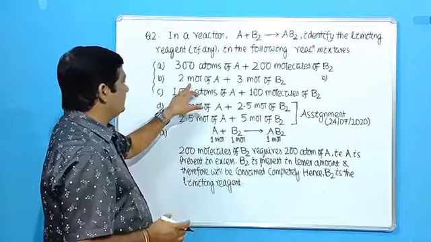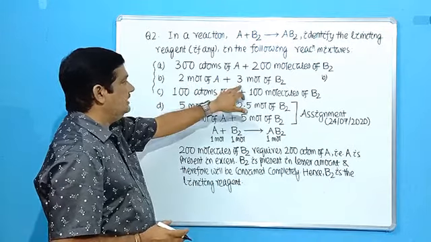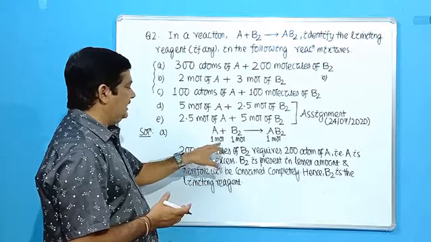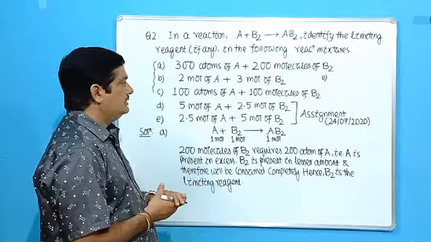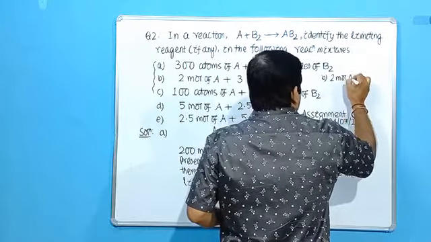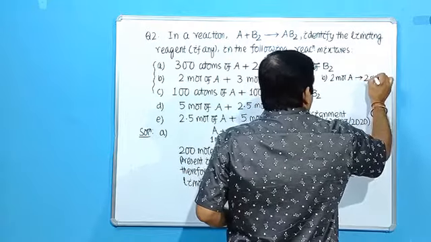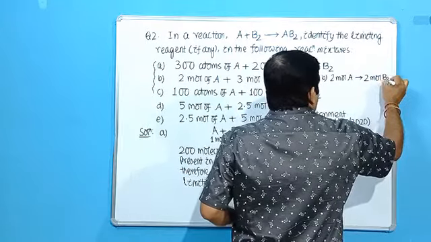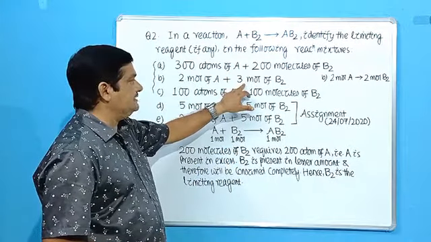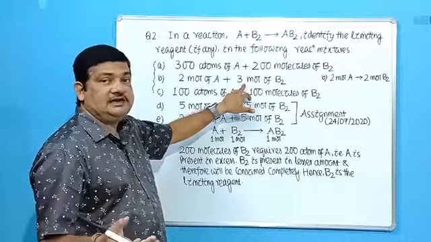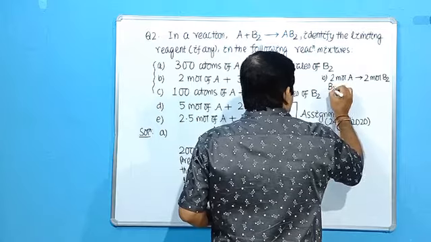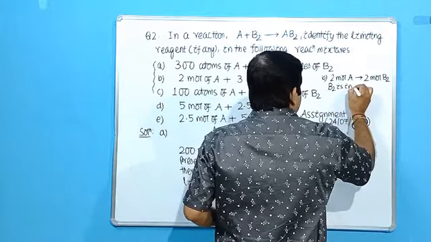Okay. So 2 moles of A and 3 moles of B2. Okay. So 1 mole of A requires 1 mole of B2. That means 2 mole A requires 2 mole B2 as per the balanced chemical equation. So which is present in excess? Now B2 is present in 1 mole excess. So now B2 is in excess.